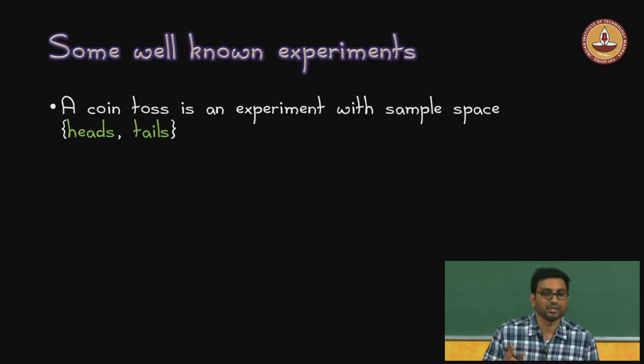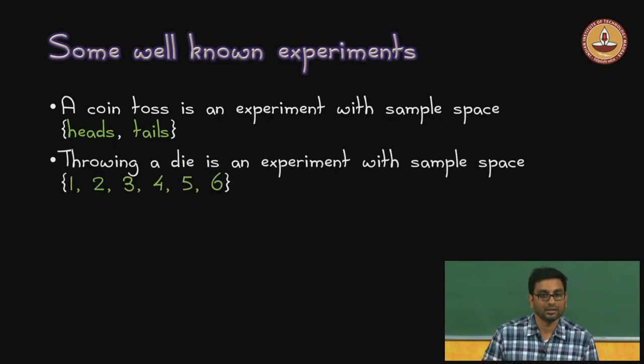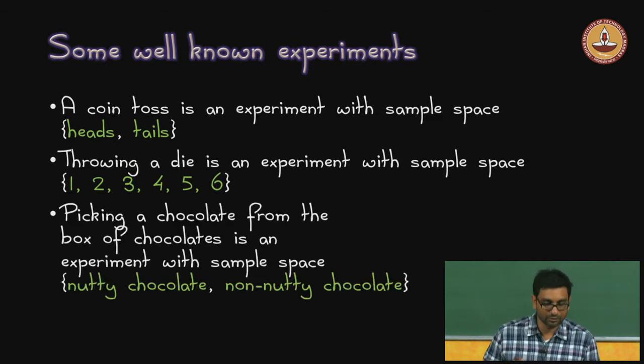A coin toss is probably the most fundamental experiment that you can think of, and of course, its sample space is heads and tails. These are the two elements in the sample space. Throwing a die is another experiment with sample space ranging from 1 through 6. These are all things that you have seen, and connecting with the example that we discussed yesterday, our sample space is one of two things: either a nutty chocolate or a non-nutty chocolate.